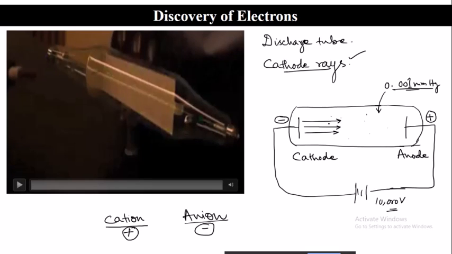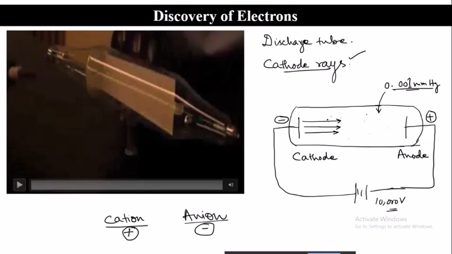And we want to know the nature of these rays. If you use some kind of magnet, or some other kind of positive and negative charged electrodes, they will also create a magnetic field.